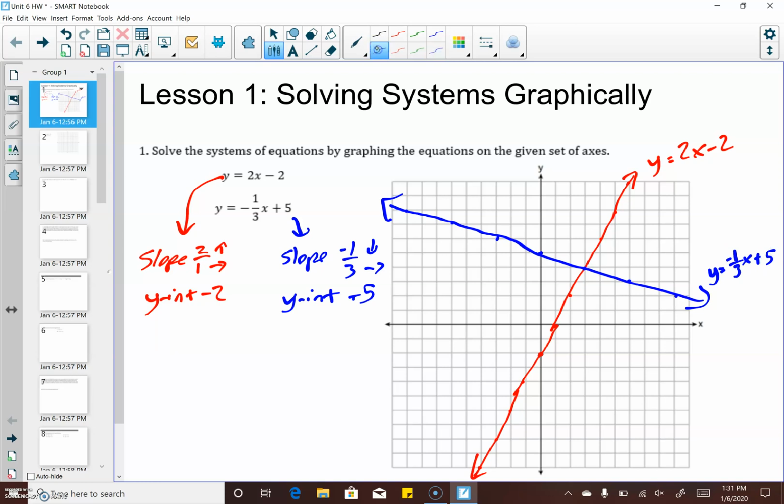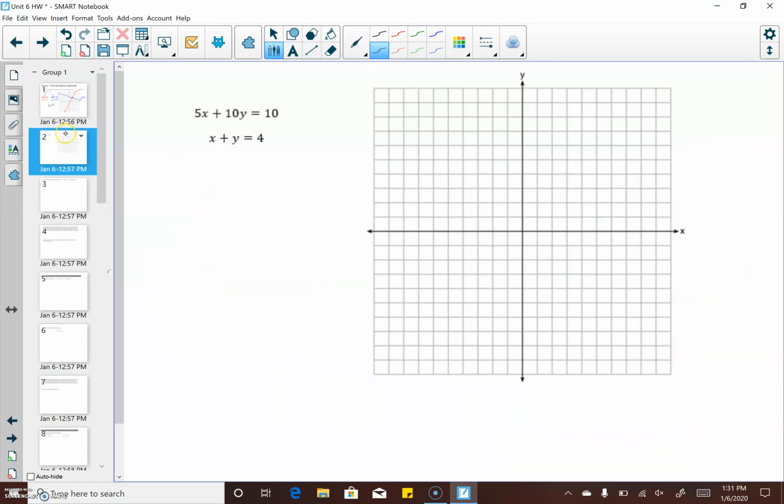So now if we want to solve, we need to actually identify that point of intersection, which in this case is 3, comma 4. All right, so the point of intersection is our solution for all of these. When we look at the second one, now we have a little bit of work to do because these are not in y equals form.